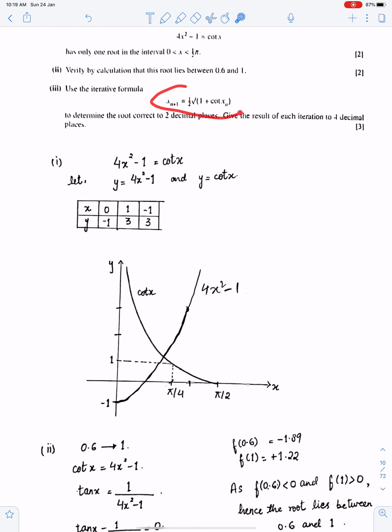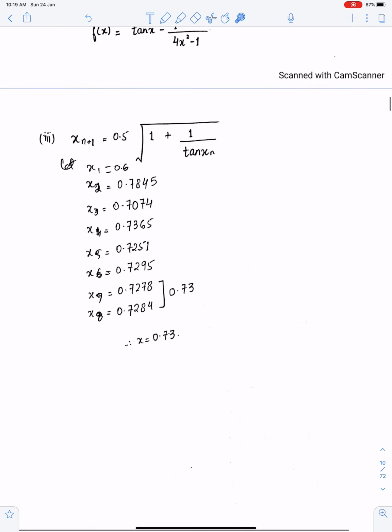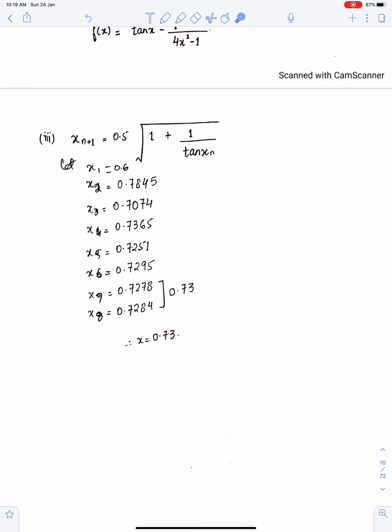Now this is the iterative formula. We have x1 as 0.6. So by using x1 as 0.6, we can get the answer. This is the answer. Substitute this equation in your calculator carefully. And you all know how to do the iteration. Press the calculation button and then put 0.6 and press equal. The calculator will give you this answer.